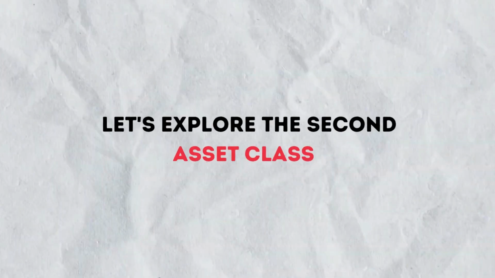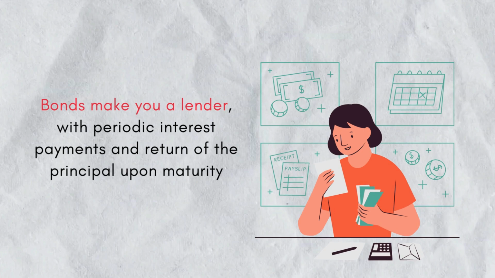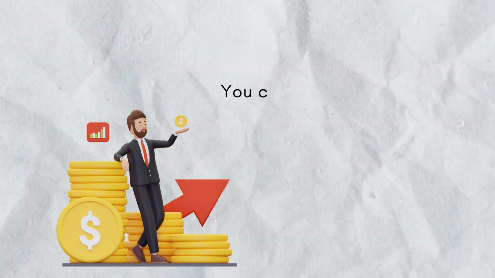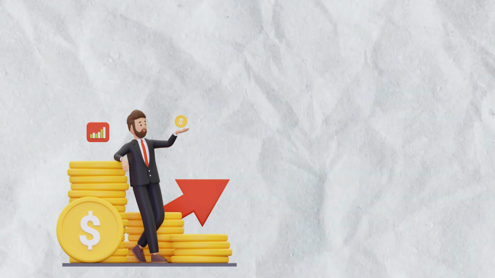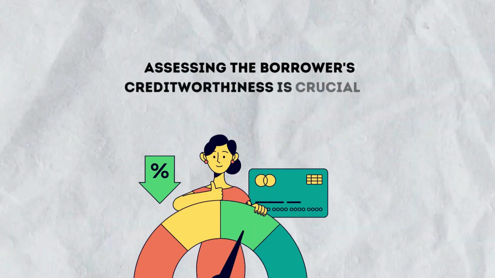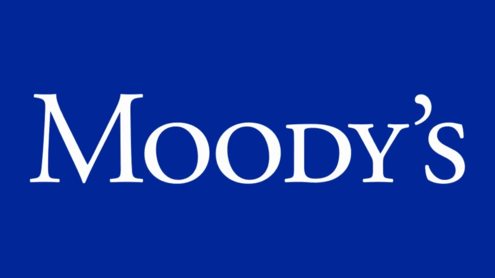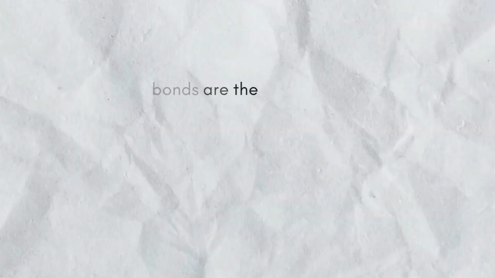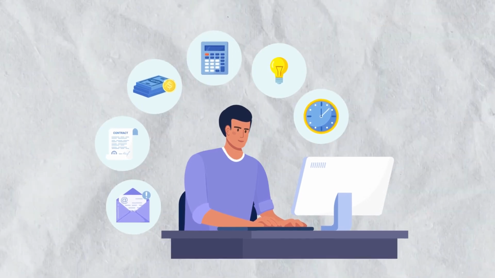Next, let's explore the second asset class, fixed income securities, or debt and bonds. Bonds make you a lender, with periodic interest payments and return of the principal upon maturity. You can invest in government bonds for infrastructure and education projects or corporate bonds for business growth. Assessing the borrower's creditworthiness is crucial. Using ratings from agencies like Moody's, Standard & Poor's, and Fitch, AAA-rated bonds are the safest, while lower-rated bonds offer higher interest rates with increased risk. Beware of exceptionally high rates, signaling instability.